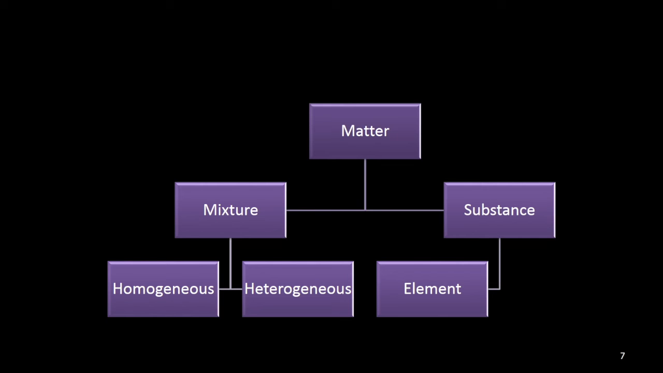Now let's talk about the elements first. Elements are made up of only one type of atom. They cannot be broken down any further, and they are uniform in physical and chemical properties throughout.